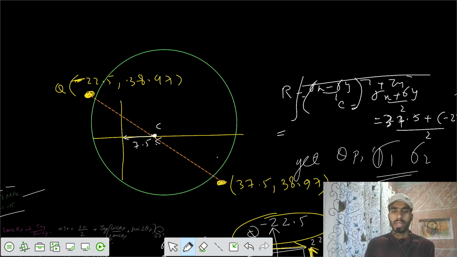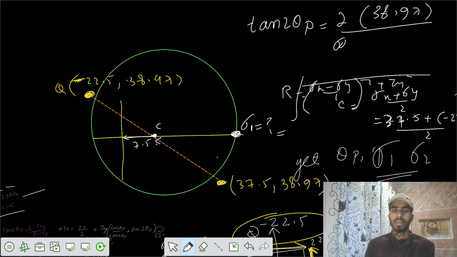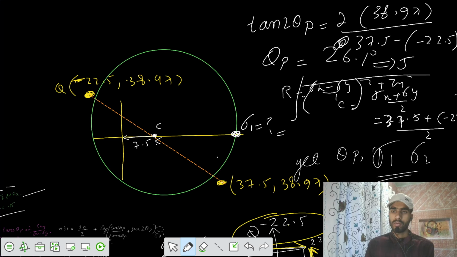And then I would say this is sigma 1. I don't know the value of sigma 1, but I know that the location of sigma 1 is at tan 2 theta p equals 2 tau xy by sigma x minus sigma y. The value of tau xy is 38.97. So I could finally say what is the value of theta p, the location of principal stress. That's 26.1 degrees. That means this 2 theta p is equal to 56.2 degrees.